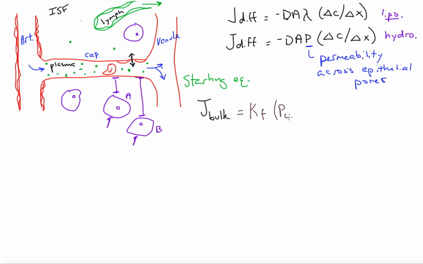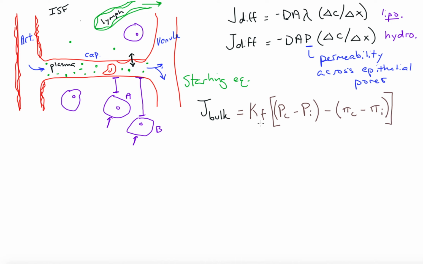So we have our two hydrostatic pressures, which is really 1, because 1 tends to be very close to 0 most of the time. And then we're going to have our oncotic pressures, and we use the symbol pi for that. Right, and actually Kf is multiplied by this whole thing. So we're going to put brackets around the whole thing.